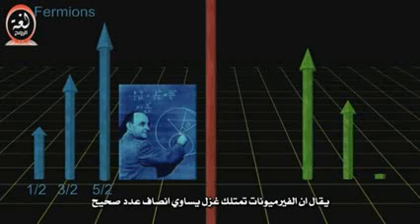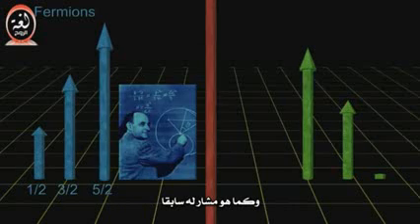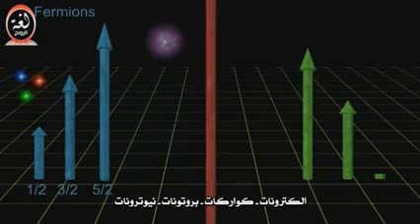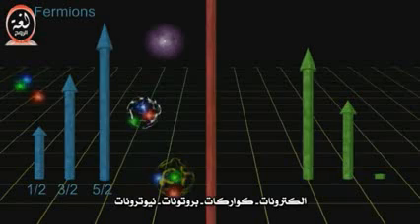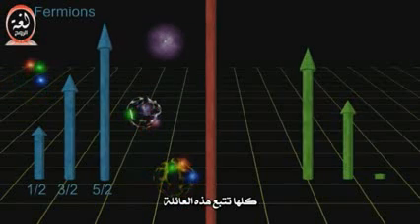Fermions are said to have half-integral spin. And as indicated above, electrons, quarks, protons, neutrons are all in this family.